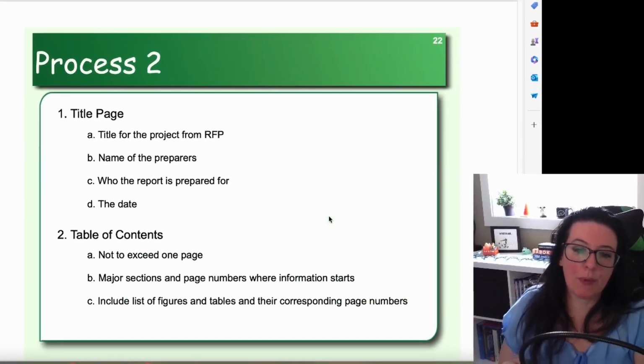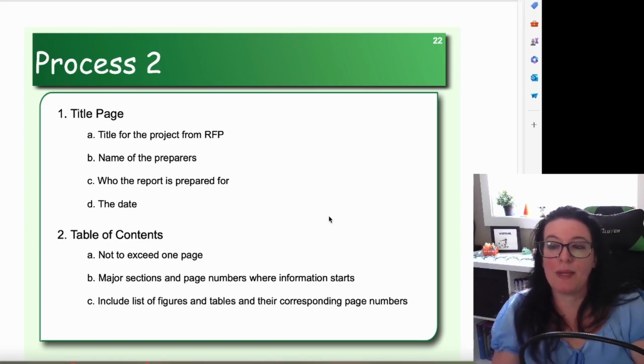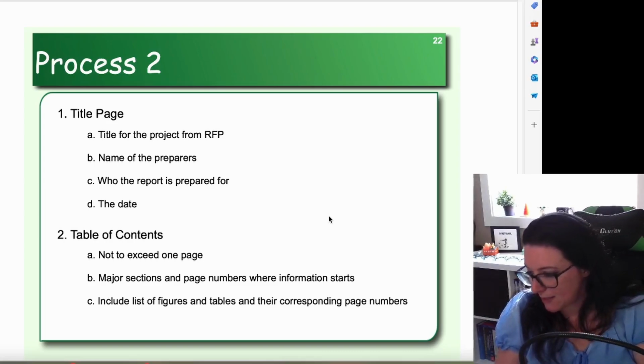When it comes to your report, you are going to have a title page. This title page should match the RFP if there is one. Include the name of the preparers, who the report is prepared for, and the date.